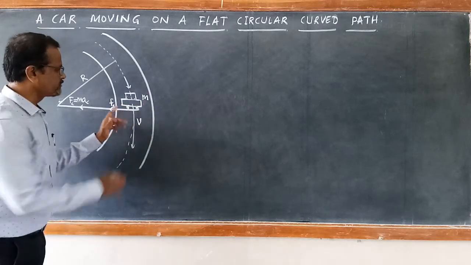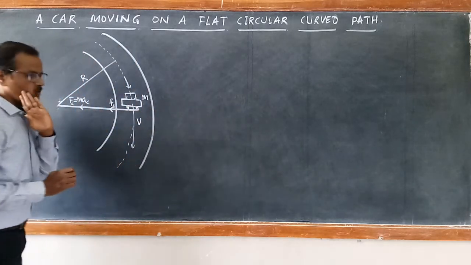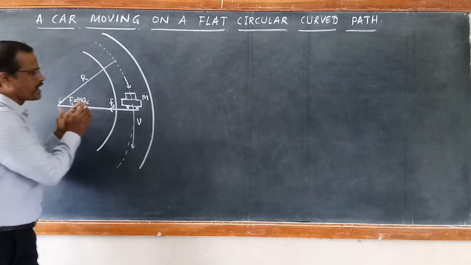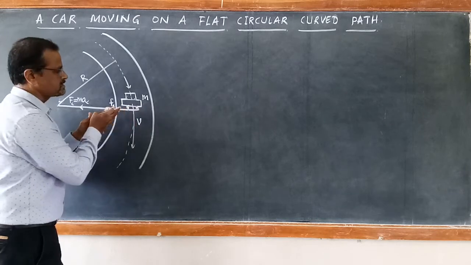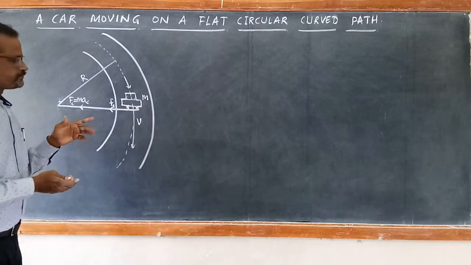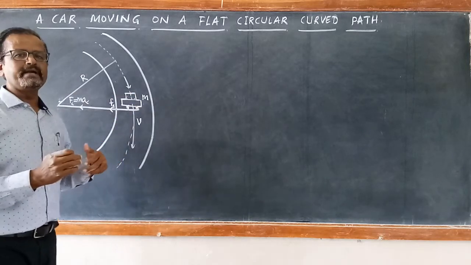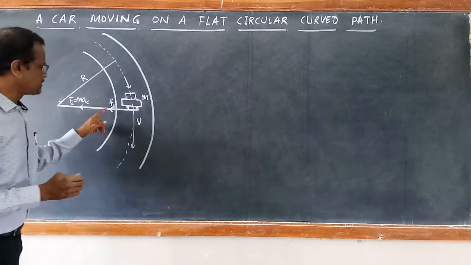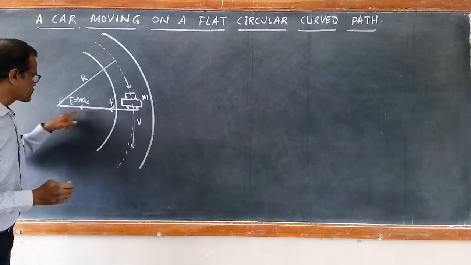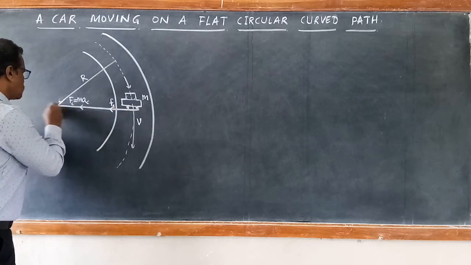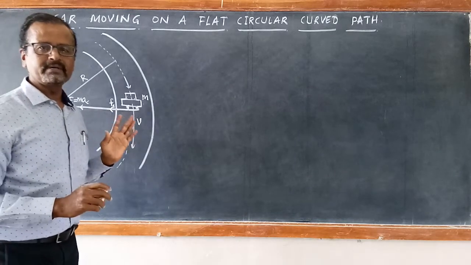So the impending motion of the tires is away from the center. The impending motion of the tires in contact with the road surface is away from the road. So the force which opposes the impending motion is nothing but the static friction. So static friction must be acting in the direction towards the center. O is the center. So the static friction provides the necessary centripetal force.